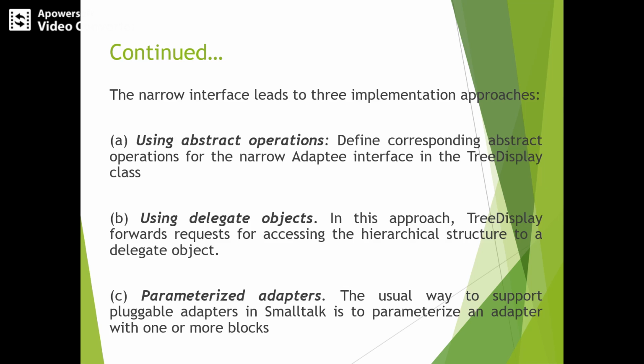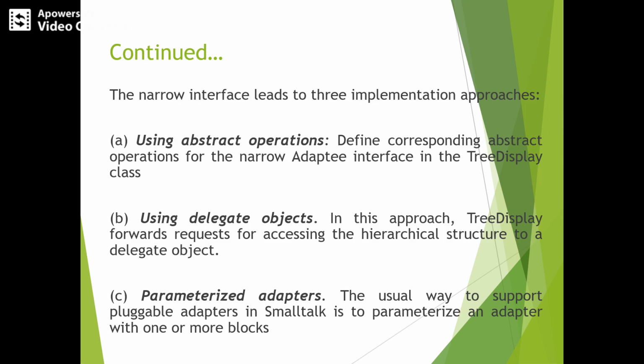This is the usual way to support a pluggable adapter in Smalltalk: parameterize an adapter with more than one block. Specifically, if there is more than one block in the tree, or tree directory, or command, or browser, or delegate, the block constructor supports the adaptation without subclassing. This is the major point we need to take, because the block constructor always supports adaptation without any subclassing, and that is the parameterized adapter.